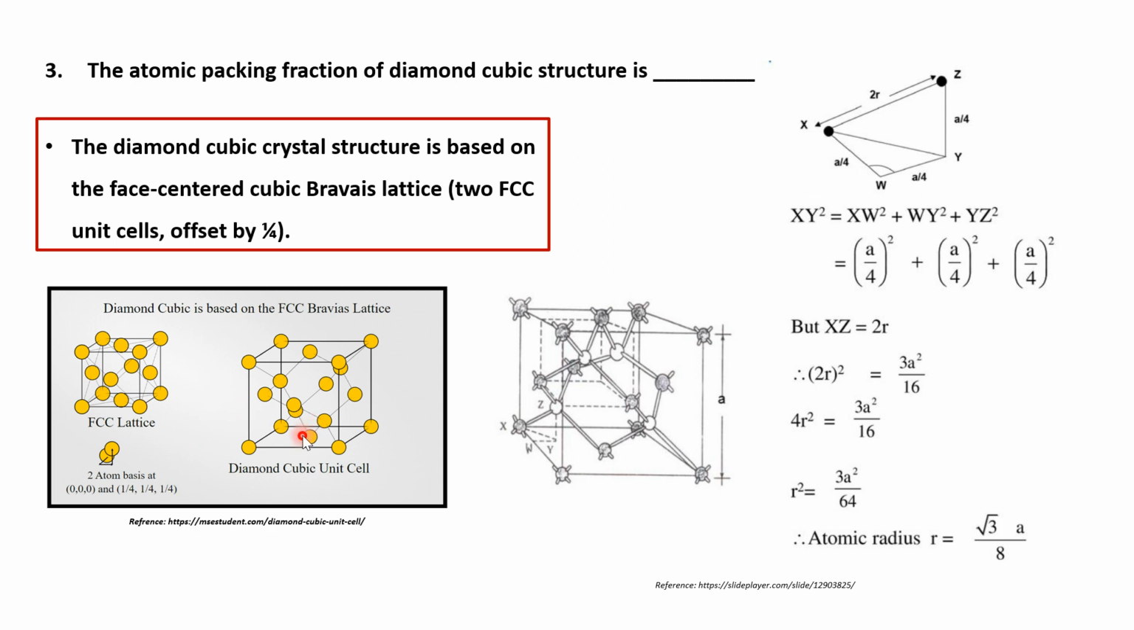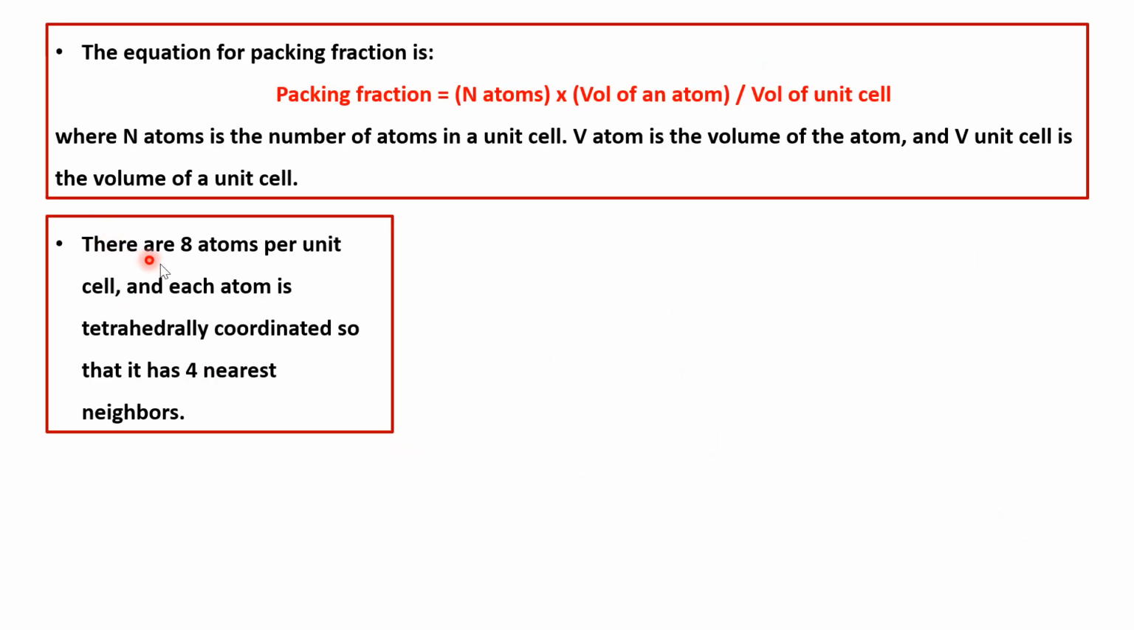So what is the total number of atoms? 4 from FCC plus 4 that are present inside. If you see this figure, the FCC lattice ones are the shaded balls, and the white ones are the atoms located at 1 by 4 distance. So in total in this unit cell, we will be having 8 atoms. There are 8 atoms per unit cell, and each atom is tetrahedrally coordinated, so it has 4 nearest neighbors.